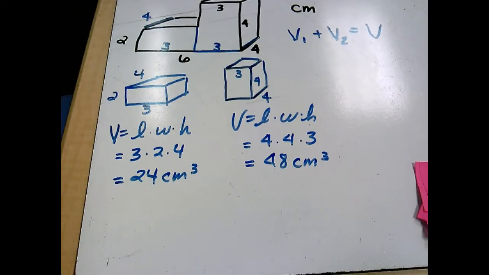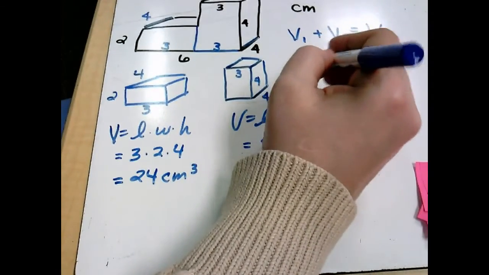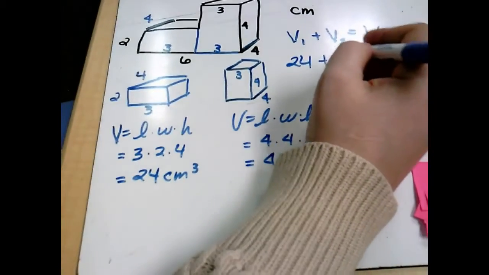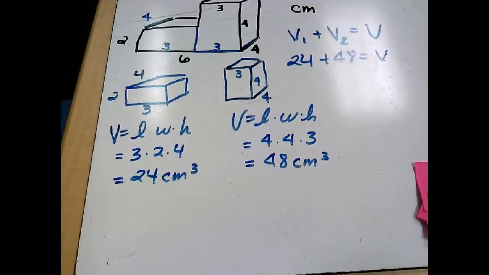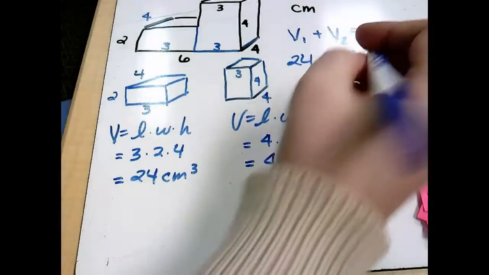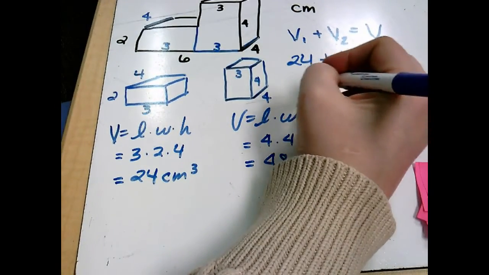cubic centimeters. And again, to find the volume of the total, I add the two separate pieces together, and I end up with, in total, 72 cubic centimeters for my volume.